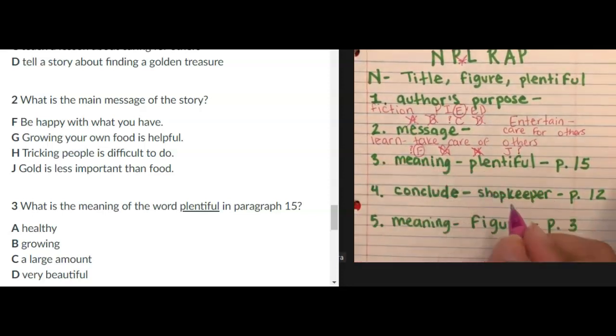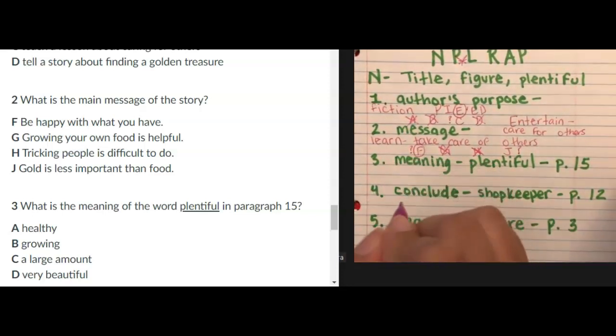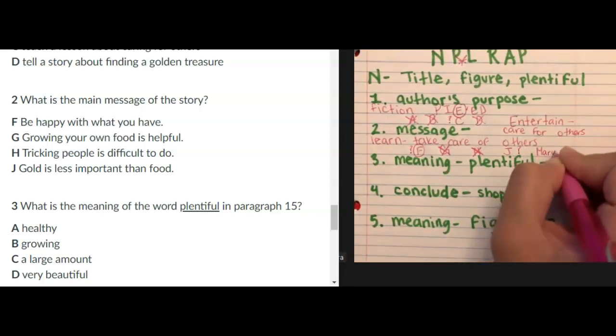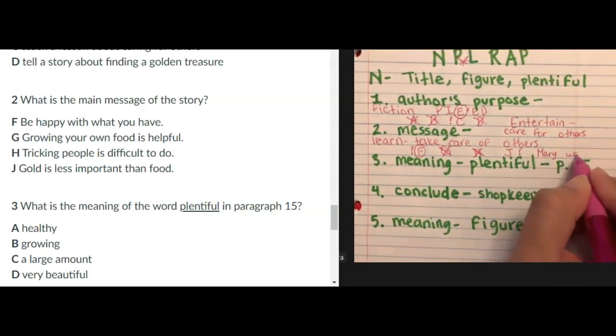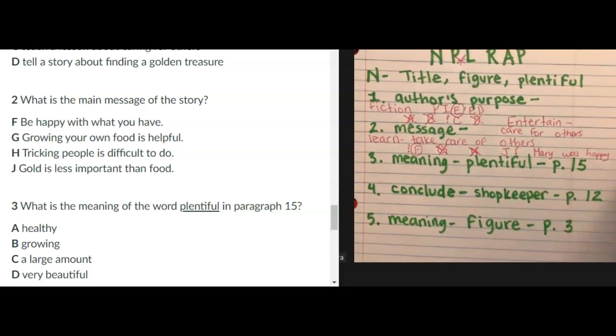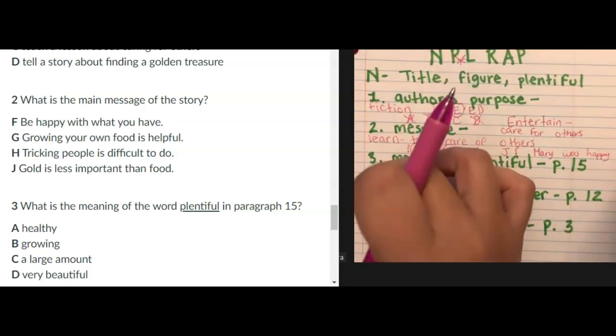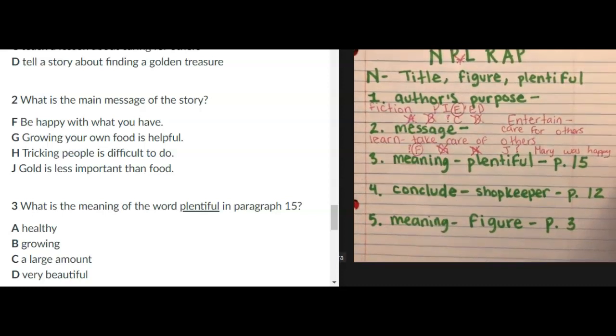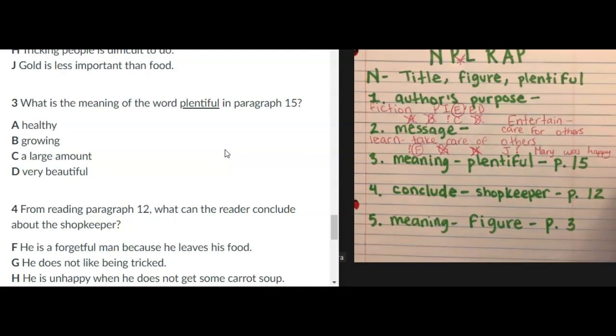So I'm going to prove my answer because I know that Mary was happy. And then I'm running out of room here. So maybe next time I can leave 3 spaces in between instead of 2 spaces in between. Mary was happy with what she had. Okay, let's go on to question number 3.